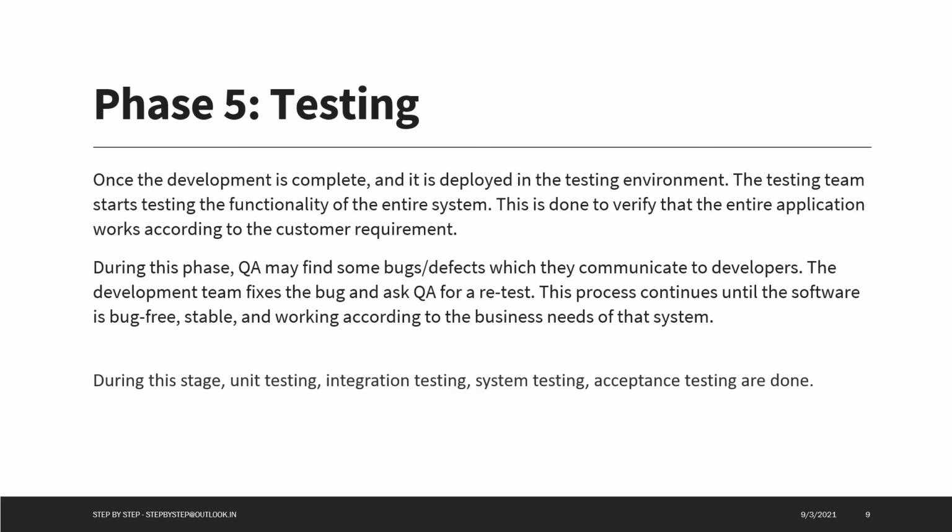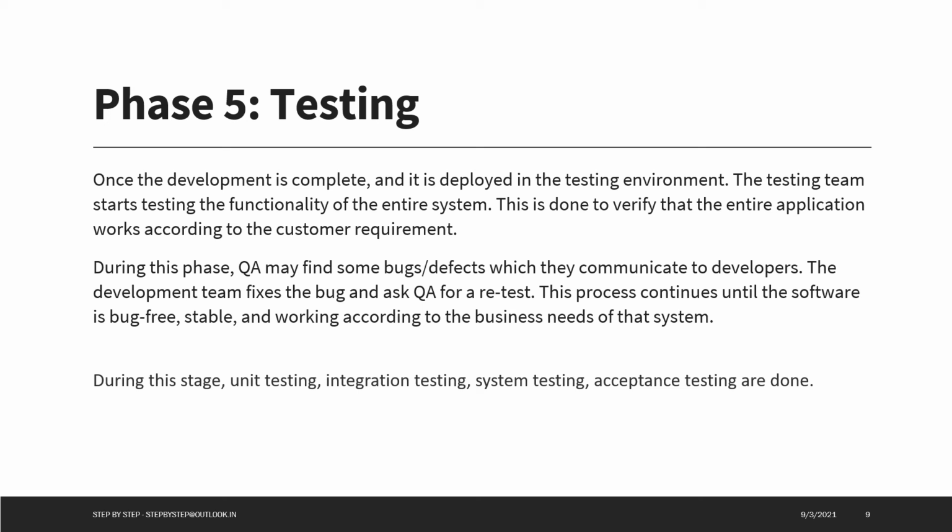Okay, in the final phase, testing. So once the development is complete and it is deployed in the testing environment, the testing team starts the testing functionality of the entire system. This is done to verify the entire application works according to the customer requirement. So testing is important because we need to ensure that whatever we are developing, that should meet the expectation of the customer. Finally, the expectation of the customer is important, so we need to be very keen about ensuring that that should be met.